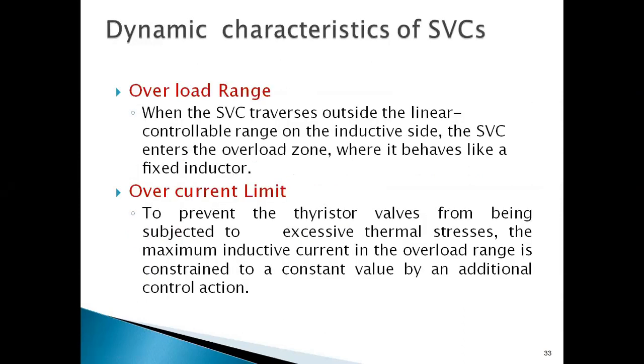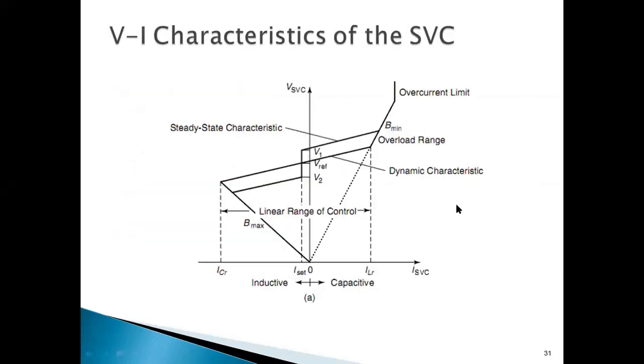When the SVC crosses this linear control range and comes to the inductive side, it enters the overload zone where it behaves like an inductor. For that we need a limit on this current. The next portion is the over current limit, which we can call saturation. Further, the current should not be increased. For that, see the curve, it is going upward.